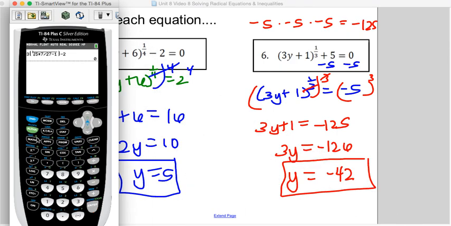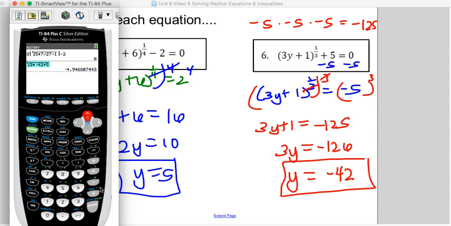We would have the cubed root of 3 times negative 42 plus 5. Does that equal 0? Oh, plus 5. Plus 1, and then plus 5. I typed that in wrong, didn't I?